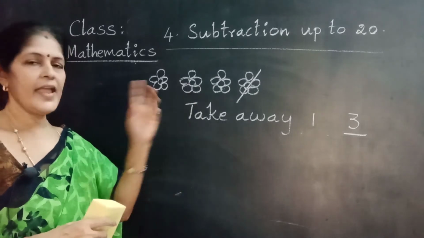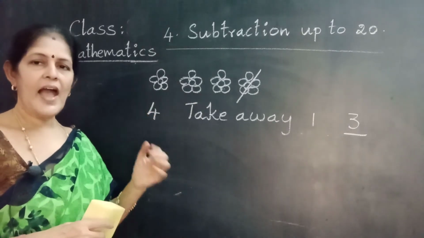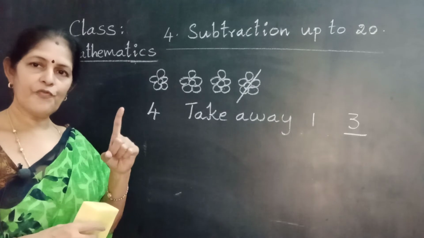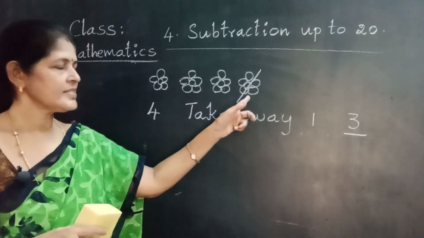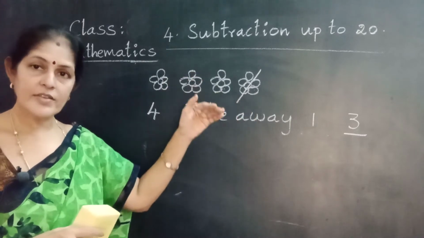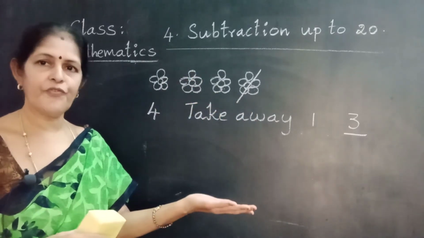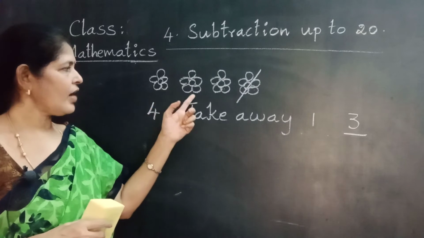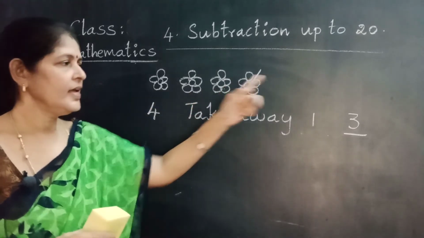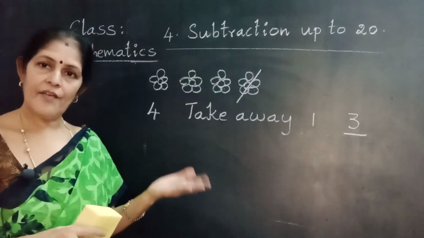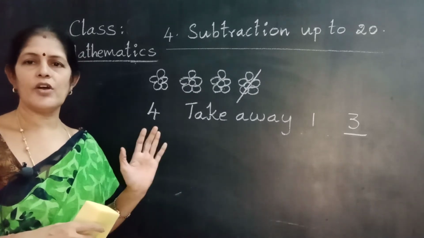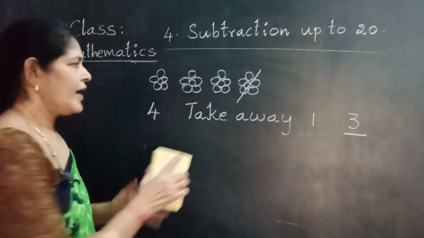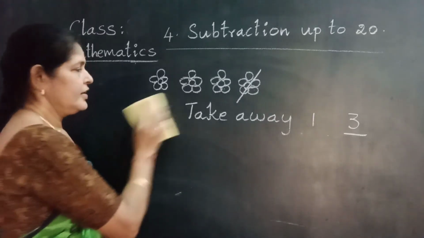Listen. I have 4 flowers. I have given away 1 flower to my friend. This is the crossing: that crossed flower I gave to my friend. Then how many flowers are left with me? 3. Take away, give away, remove. These are subtraction. Another example. Do you understand? Next example.